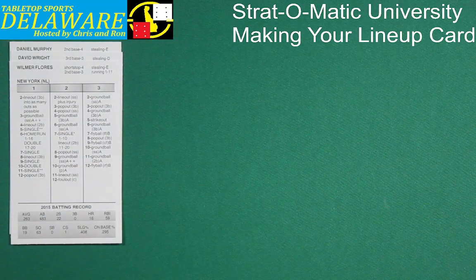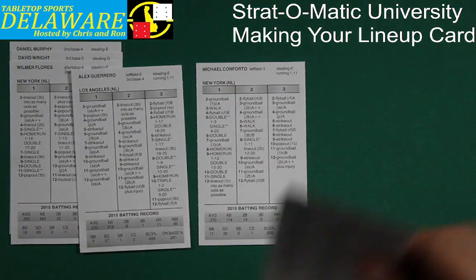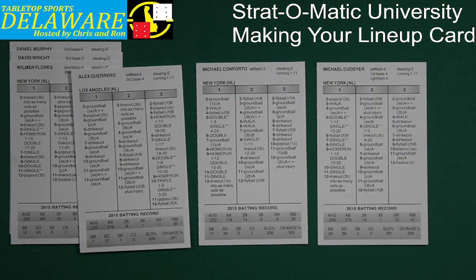Let's look at left field. We have Alex Guerrero, Michael Conforto, yeah baby, and Michael Kadire. I believe that's how that's pronounced. I think I was told that. Michael Kadire. Let's see. You have at bats 174 Conforto in 2015, not quite so much.